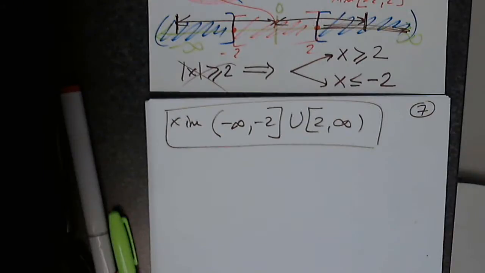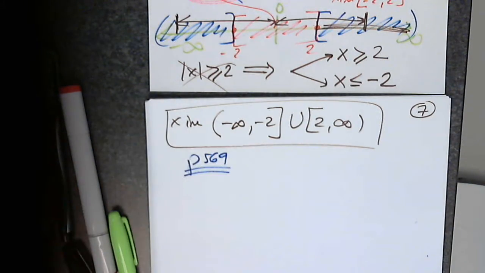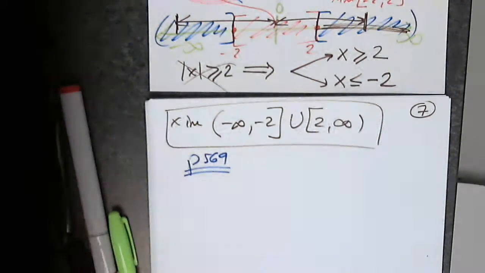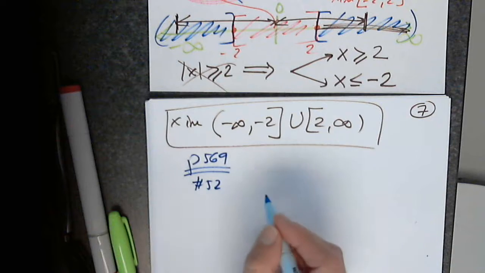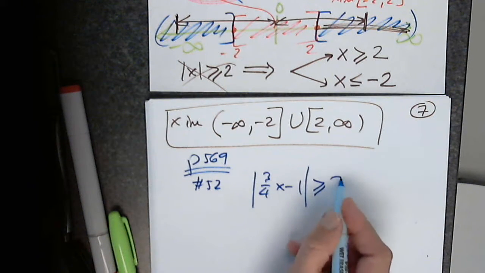This is on page 569. And you can choose, I'll choose. Let's start with 52. And this is the absolute value of 3/4 x minus 1 greater than or equal to 2.